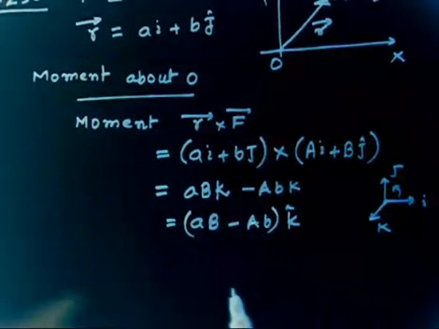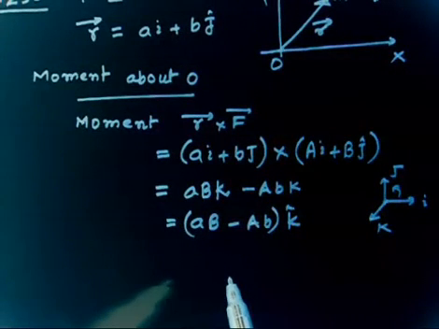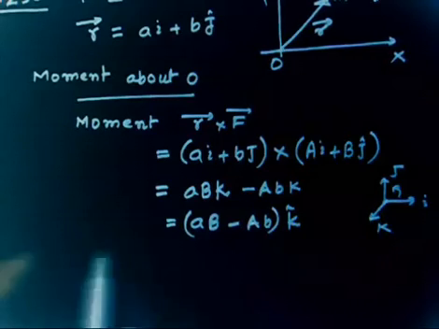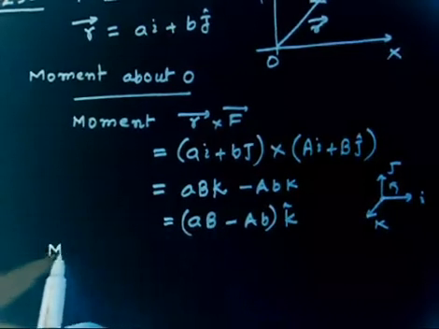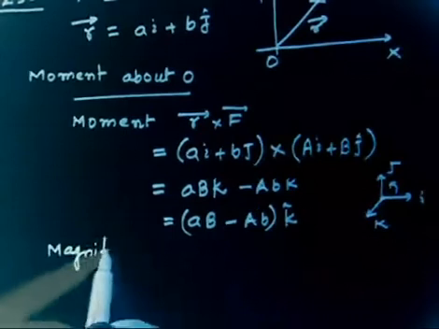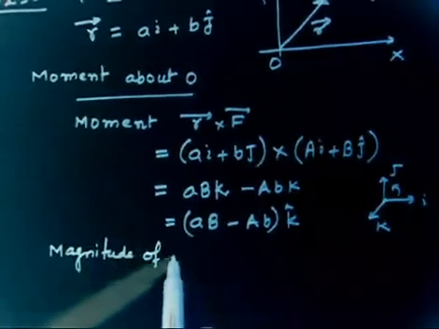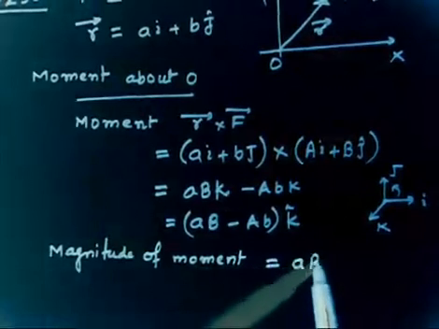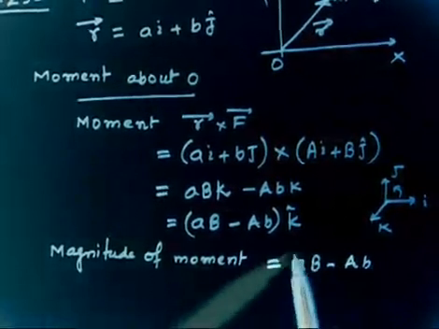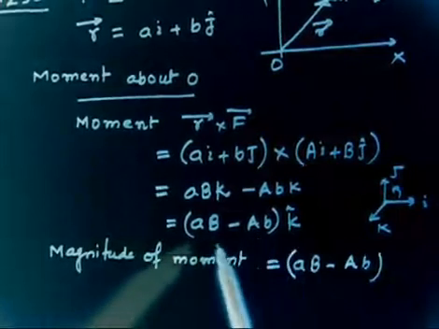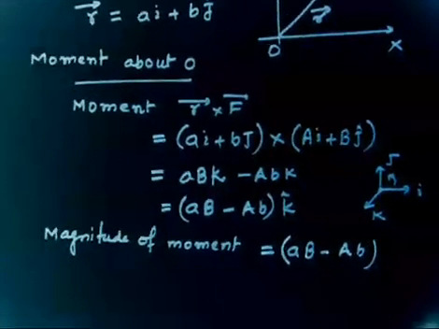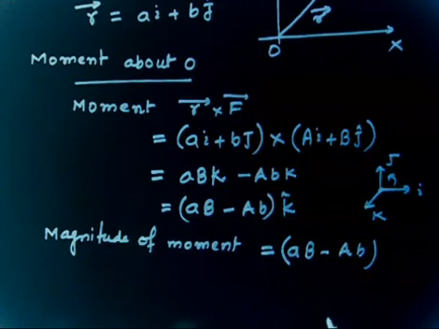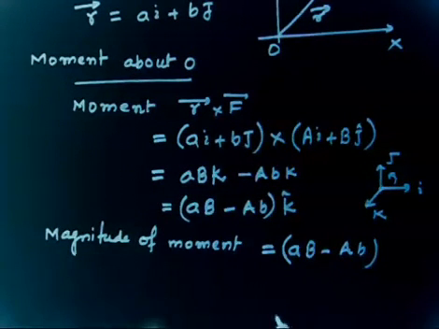So the magnitude of the moment vector will simply be aB minus bA. If you take the mod of this, you will get aB minus bA. Now this is the first part. You also have to find the lever arm L of the force relative to point O.